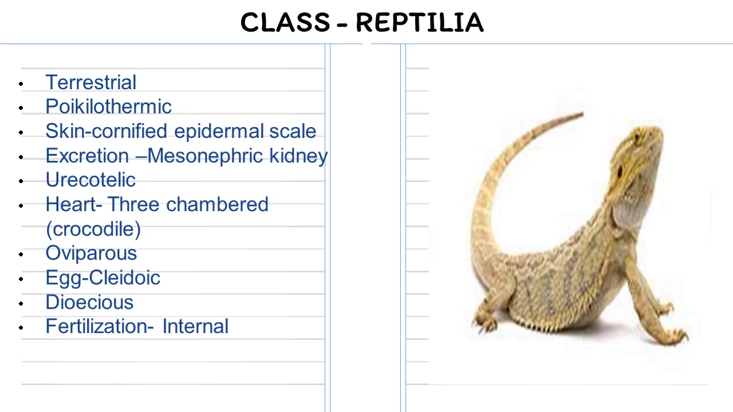So what do you mean by cleidoic type? The egg covered with a hard shell is called cleidoic type. If there is no hard shell, it is known as non-cleidoic type. So cleidoic type as well as non-cleidoic type. Cleidoic means the egg is covered with hard shell, right? And the next one is dioecious, and fertilization is internal fertilization, right?